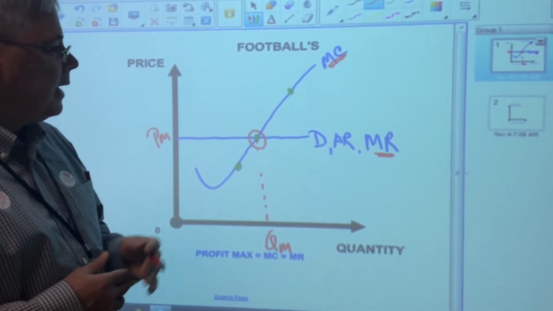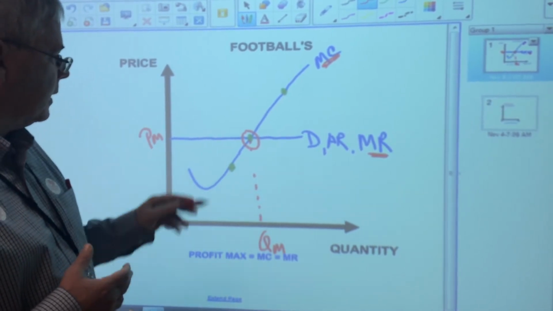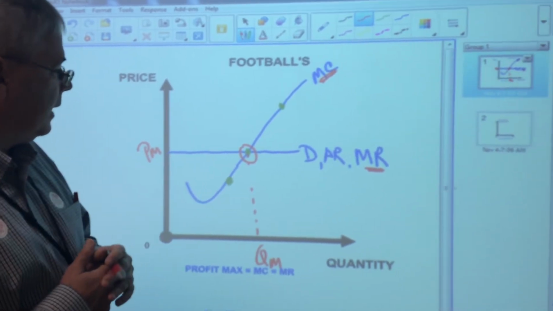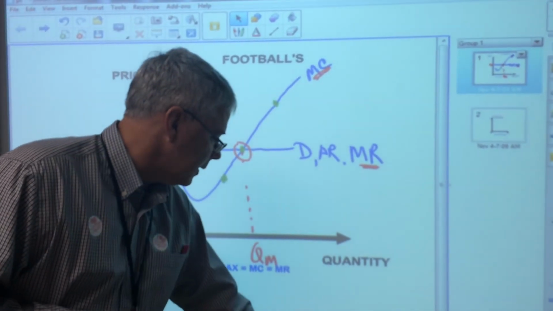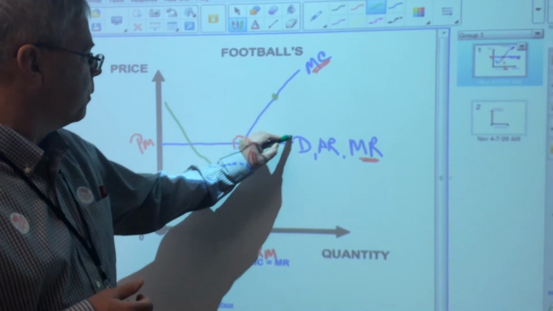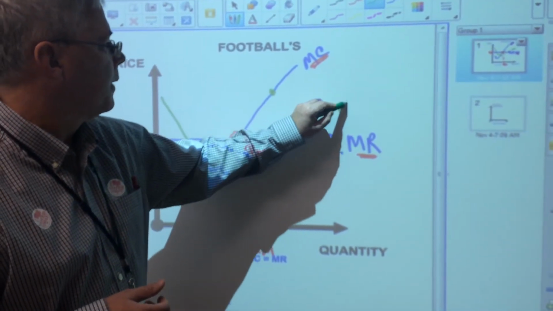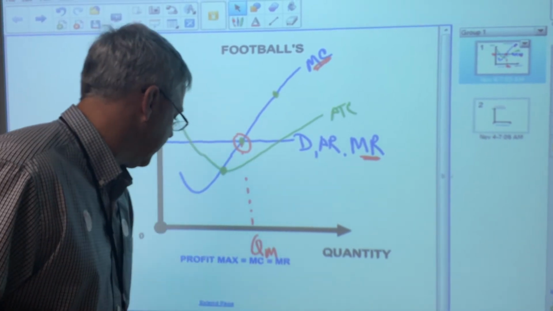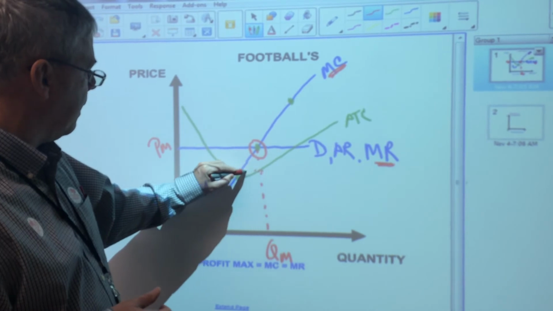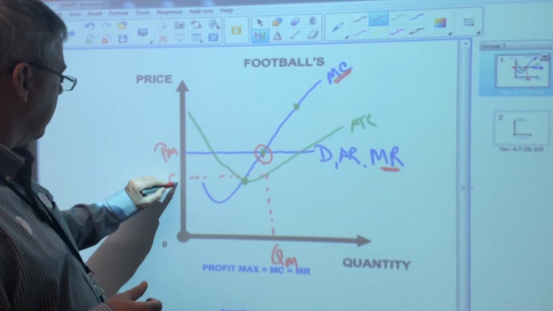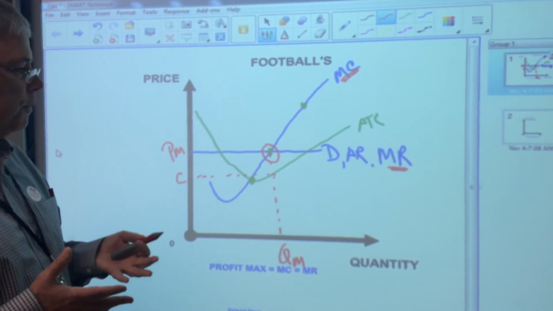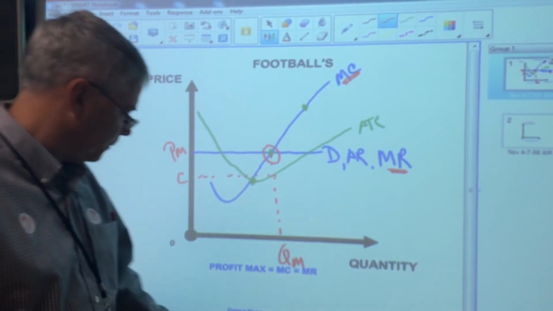Now, to show the profit and loss situations, I'm going to realize that my ATC curve always intersects the MC curve at its minimum. So I'm going to start down here and draw an ATC curve that goes through this particular point and label it ATC. And now at that particular average total cost, I can see that at the QM, my cost is here. Now, if price is higher than cost, that means that this firm is making supernormal or abnormal profits.